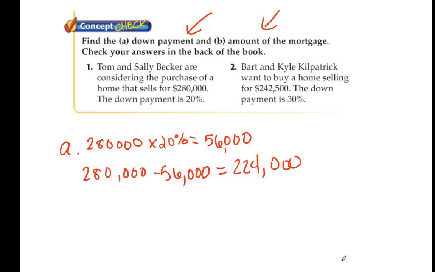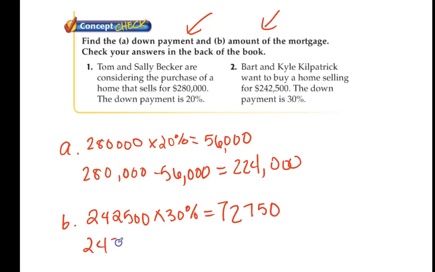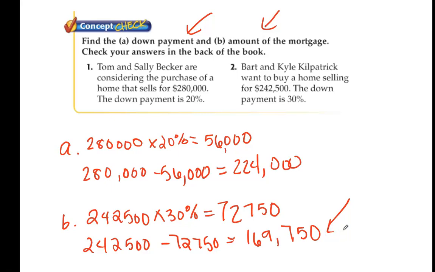So you can pause the video to do number 2, and then you can come back for the answer. For number 2, you're going to take, again, the amount of the loan times 30% to find the down payment. And then again, you take that amount of the loan, subtract the down payment. So the amount of your loan then is $169,750. That's the amount of the mortgage.